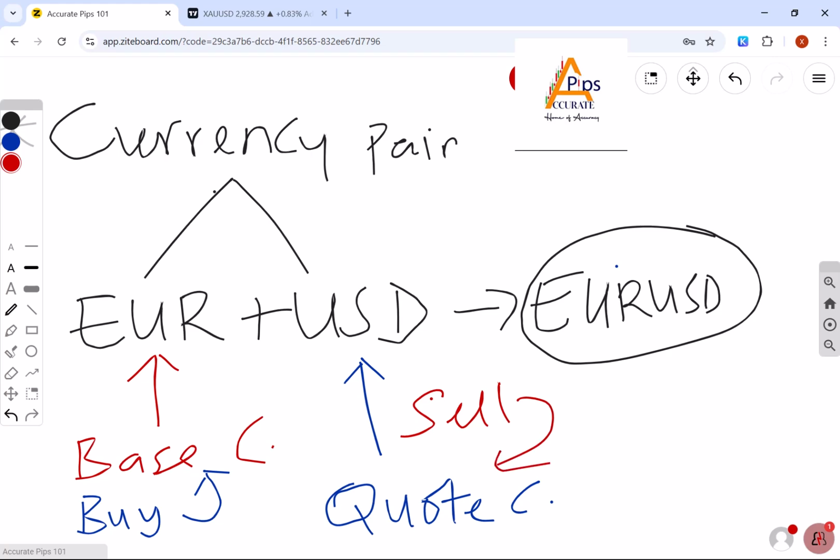When we take Euro USD and press the buy button, it means we are buying the euros using the dollar. So when we are using the dollar to buy the euros, at that time we are selling the dollar for the euros. The first currency is the base currency, and the second currency is the quote currency. The base currency is what we buy, and the quote currency is what we sell. When you press the sell button, you are selling the euro and buying the dollar. It is the opposite. When you press the buy button, you are buying the euro and selling the dollar. That is why this is the base and this is the quote currency.